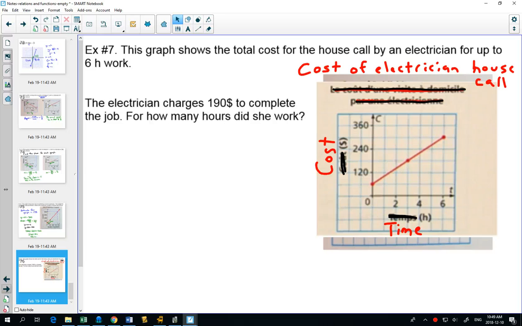Cost of an electrician's house calls. So again, this one is a similar question. Use the graph to estimate and then find the actual equation to see how close your estimate was. And I'll leave this one for you to do on your own.